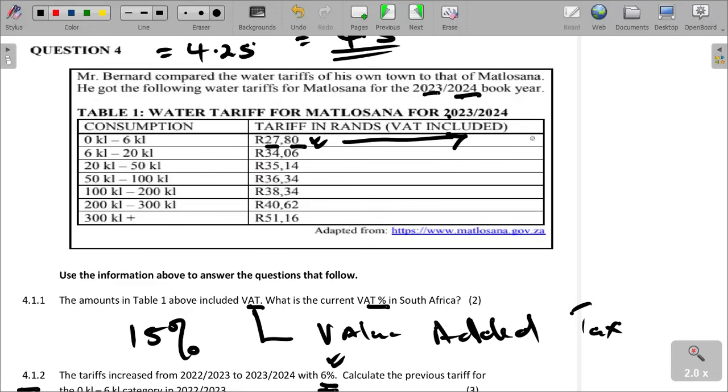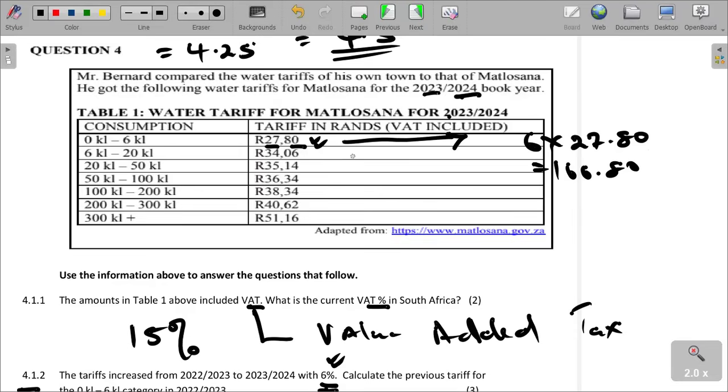So we are saying 6 multiplied by 27 rand 80. That's going to give us 166.80. And then in terms of the 12, 18 kiloliters is 6 plus what? Plus 12.